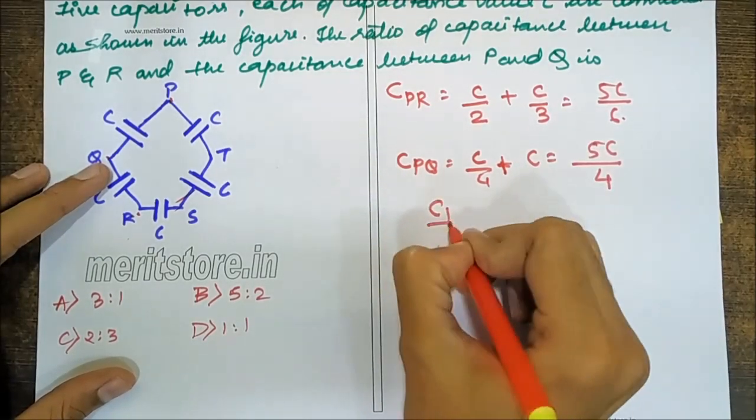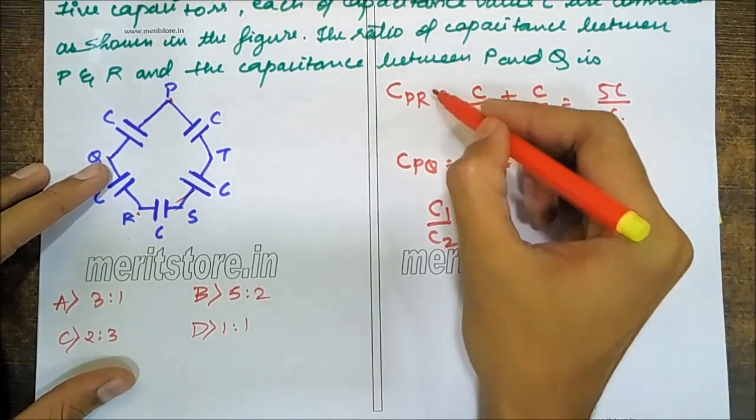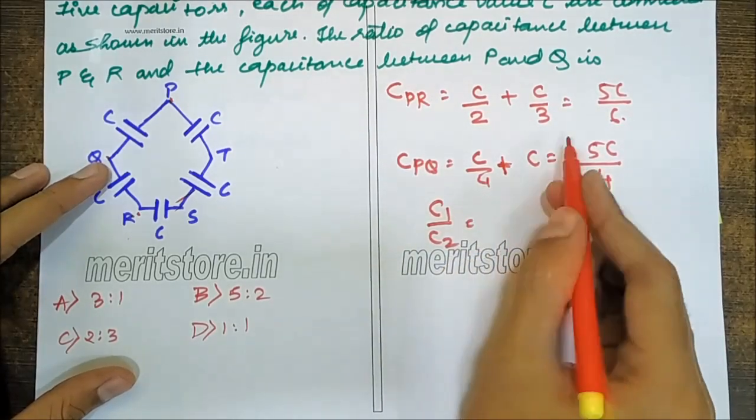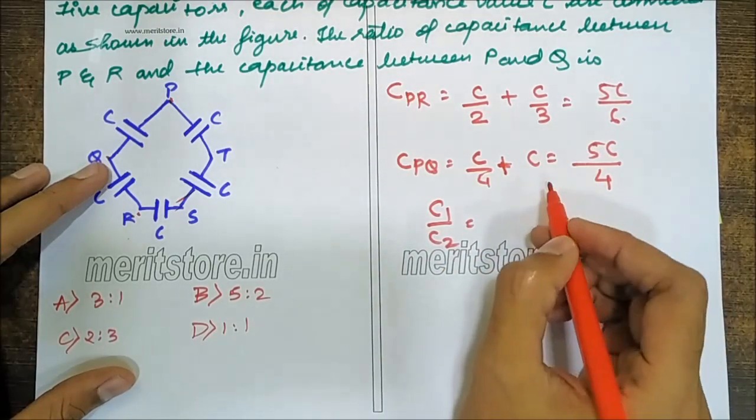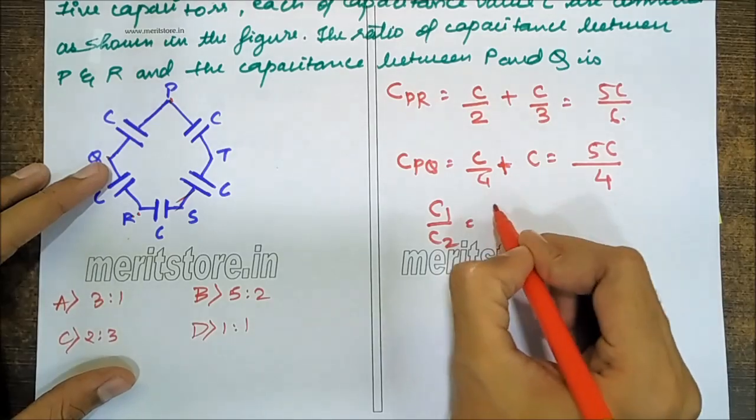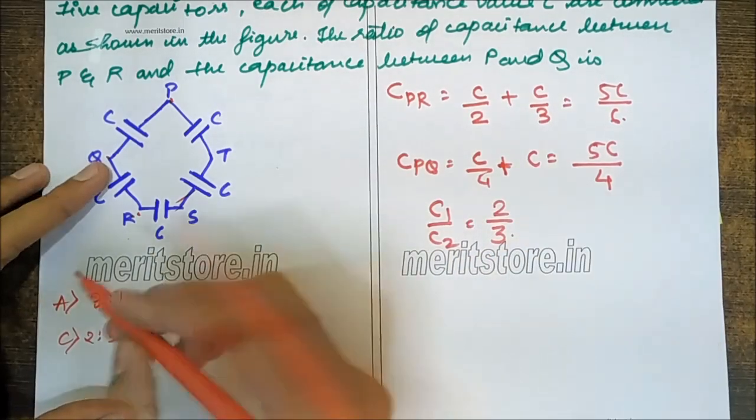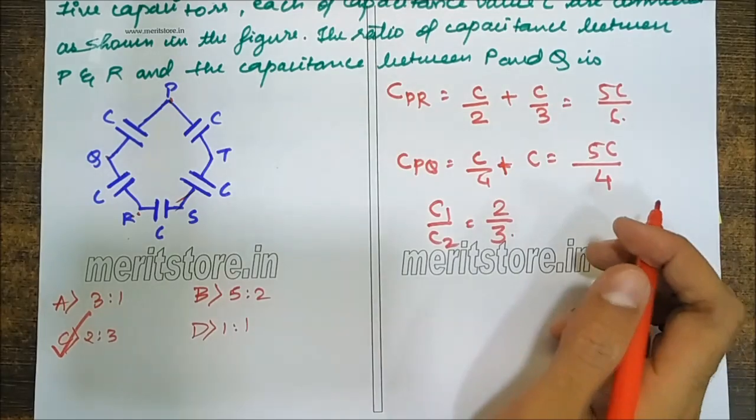Okay, so the ratio of C1 upon C2, that is the ratio of CPR upon CPQ, will be again 5C by 6 upon 5C by 4. So that will come to a value of 2 by 3. So 2 is to 3, C is the correct option.